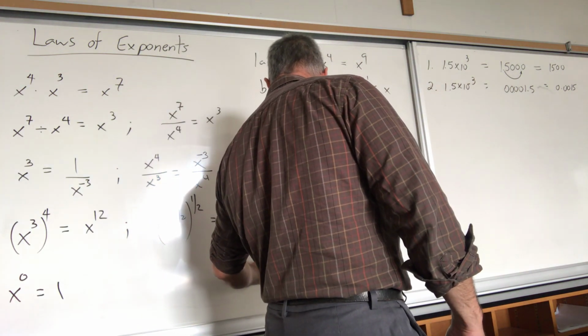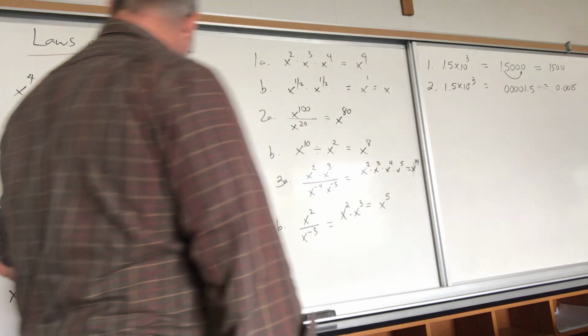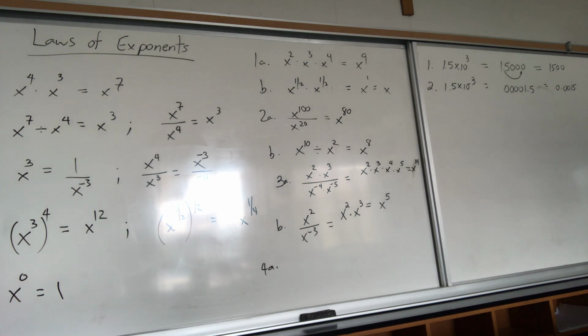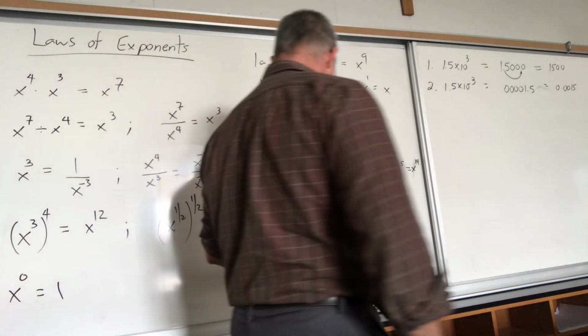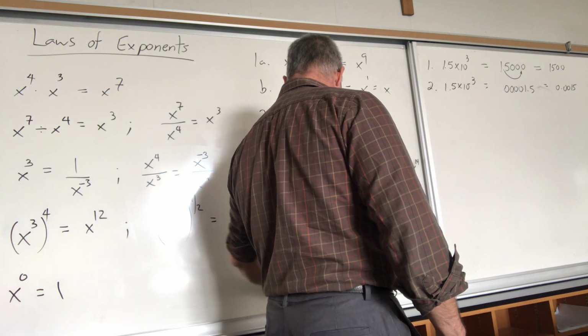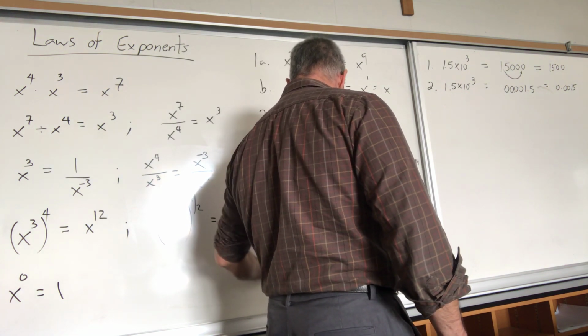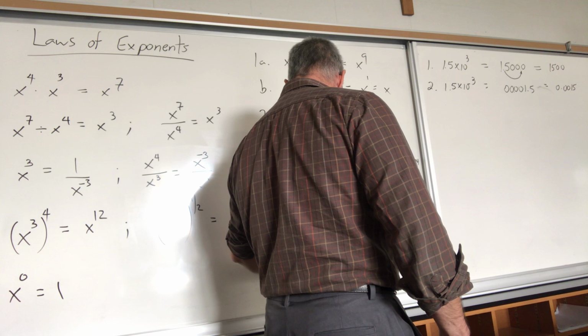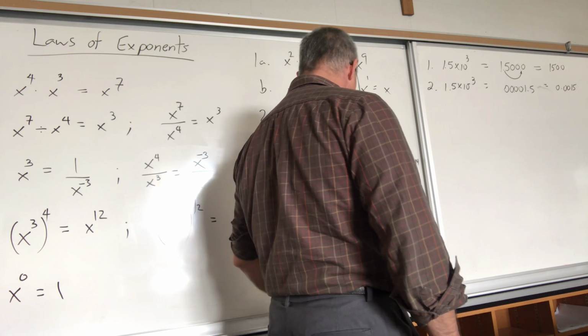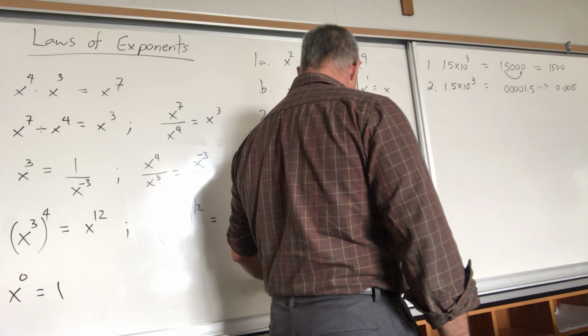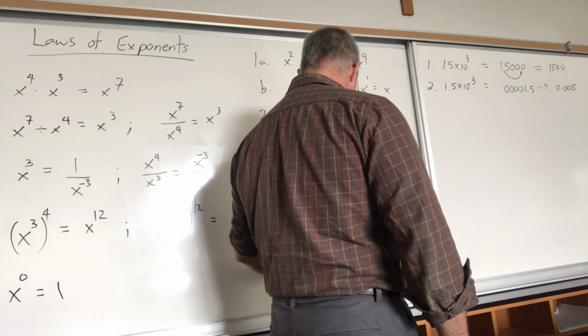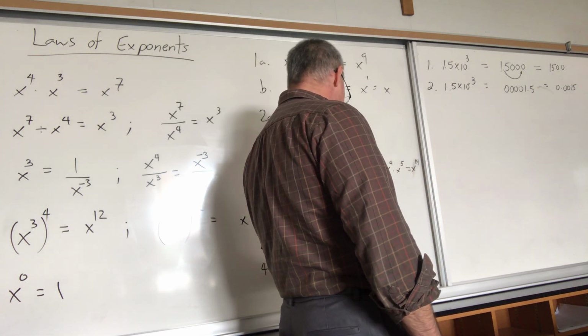Example number 4. You have a power raised to a power. So you can say x squared raised to the power of 3, and then you can even raise that to the power of 4. What would you get? Just multiply the powers. 2 times 3 times 4. 2 times 3 is 6, and 6 times 4 is 24. So you get x to the power of 24.